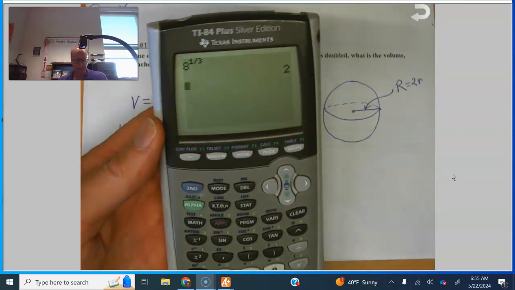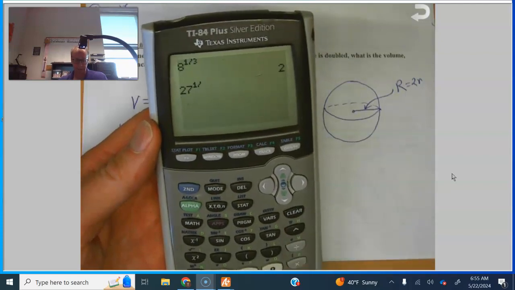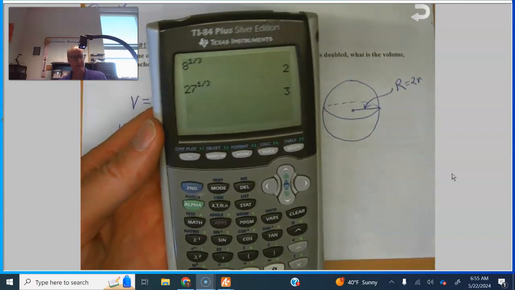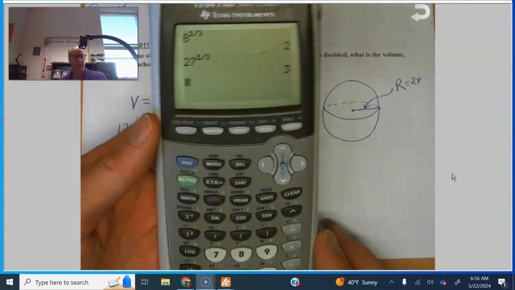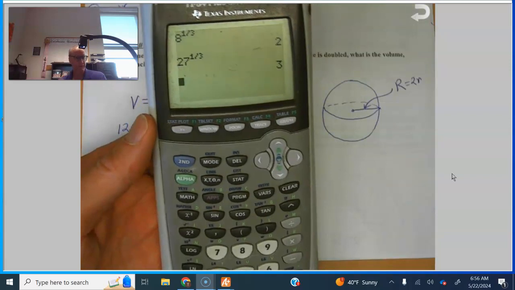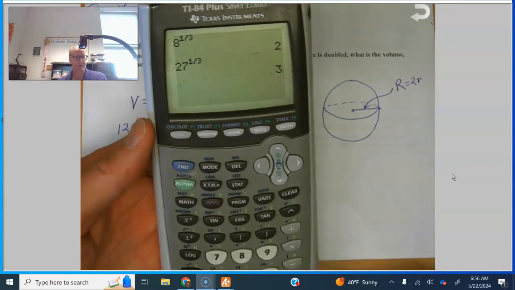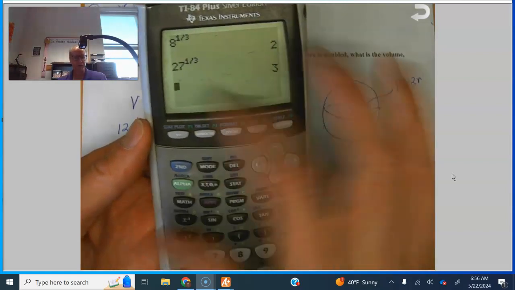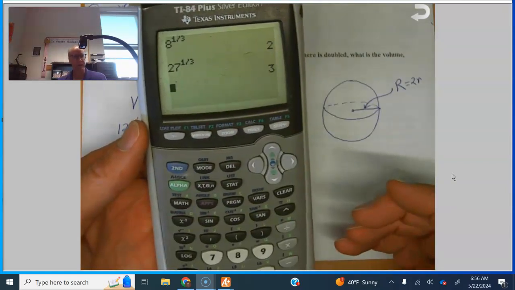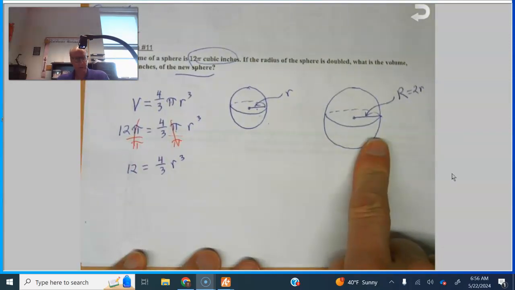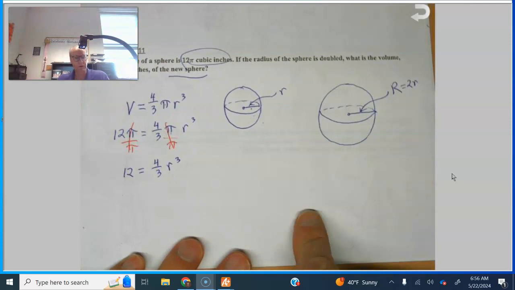If I take 27 raised to the 1/3 power, it's going to be 3, because 3 times 3 times 3 is 27. 64 to the 1/3 power, the cube root of 64, is 4, and so on. You're going to take the cube root of that number. It's going to give you the new radius. Now, you're going to double it and then find the new volume.